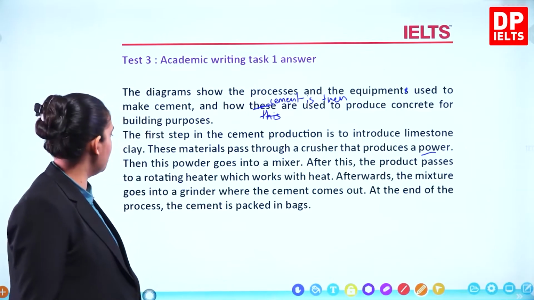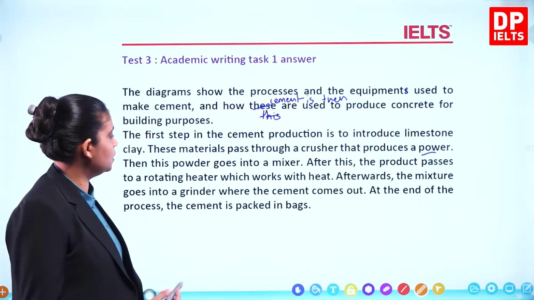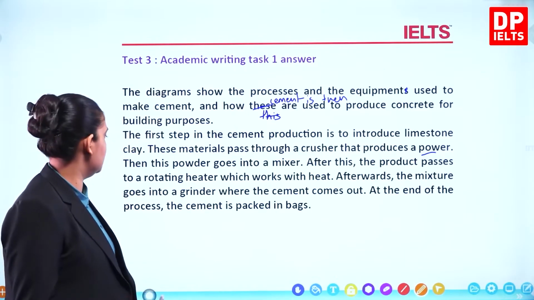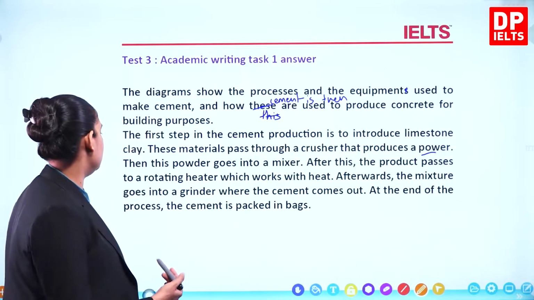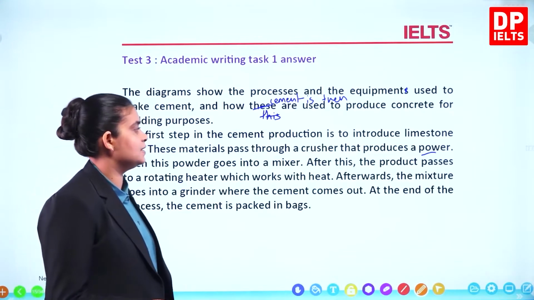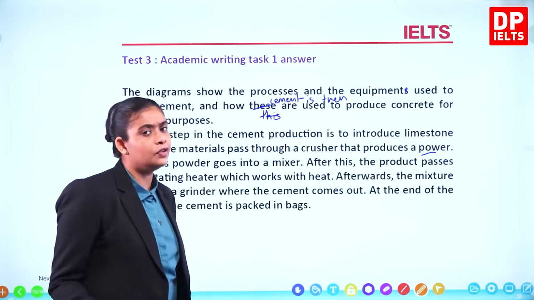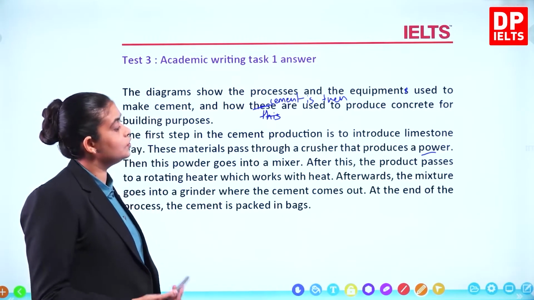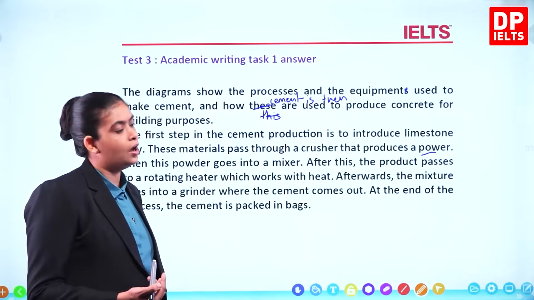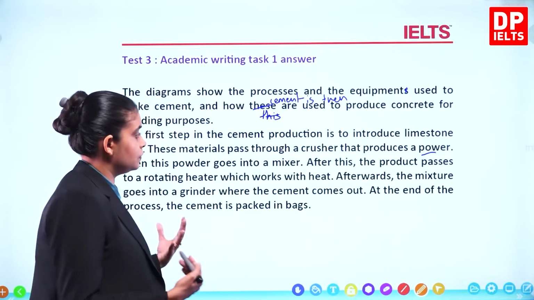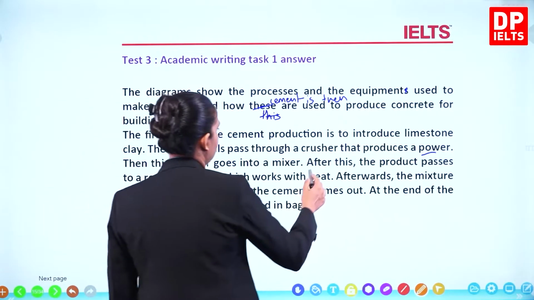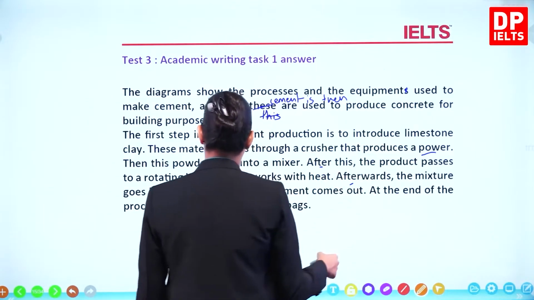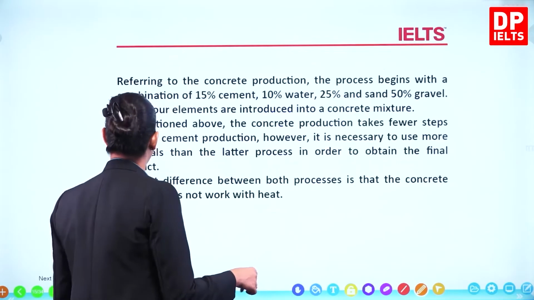After this, the product passes to a rotating heater which works with heat. Afterwards, the mixture goes into a grinder where the cement comes out. At the end of the process, the cement is packed in bags. So the student has covered writing the process, but I don't think it's using lots of good language. But the student is using linkers. After this, afterwards, those kind of linkers.